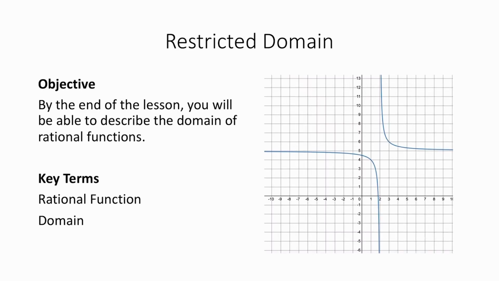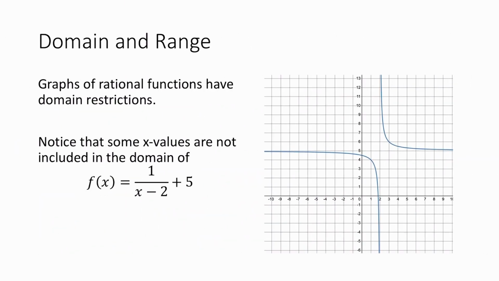So in this video, we're going to talk about how to describe the domain of rational functions. Remember, we talked about the domain and range, and graphs of rational functions have what are called domain restrictions. We kind of talked about domain restrictions when we were talking about square root functions. So if we look at the graph of this rational function, notice that some x values are not included in the domain. You can see here, all the x values up to here are included.